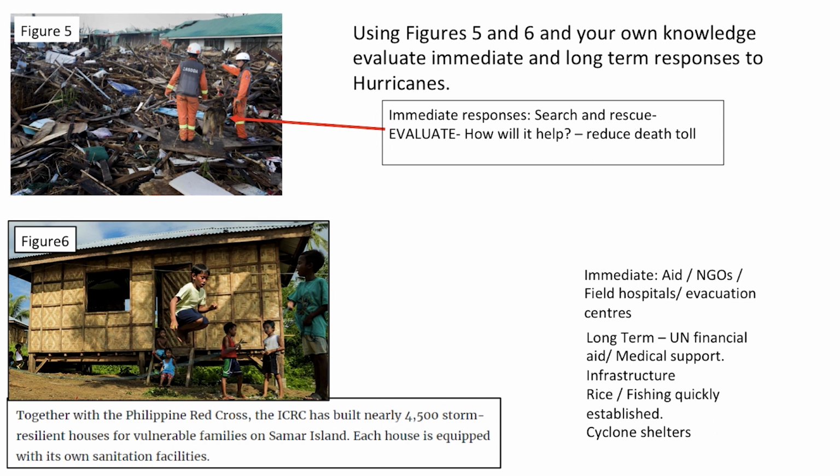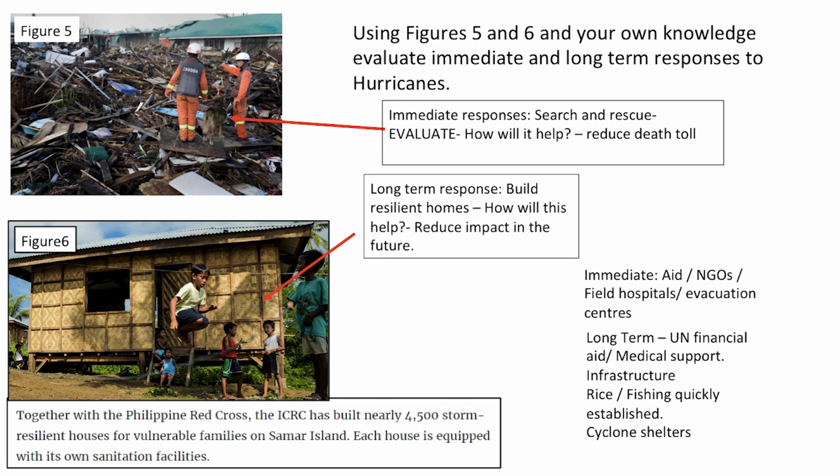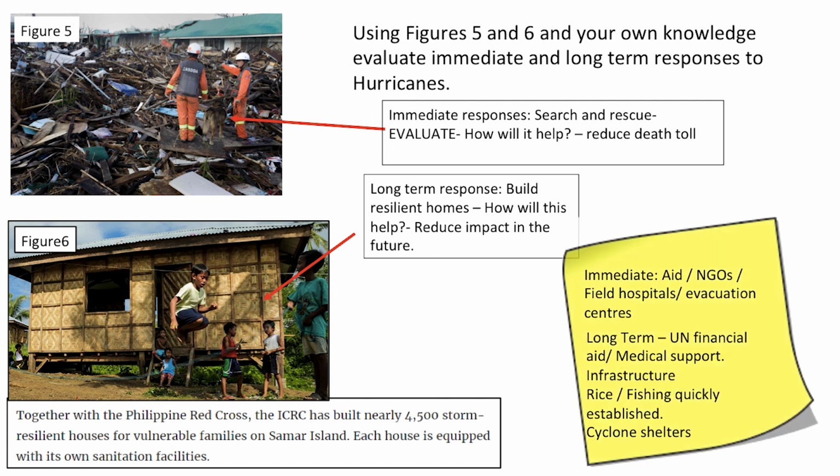The question says, using figures 5 and 6 and your own knowledge, evaluate immediate and long-term responses to hurricanes. The immediate response in figure 5 shows search and rescue. In order to evaluate, I need to say how it's going to help. Well, it's going to reduce the death toll. Second thing I need to know is in figure 6, I can see some long-term responses. They've built resilient homes which will help locals not only feel more safe, but also protect them in the future.